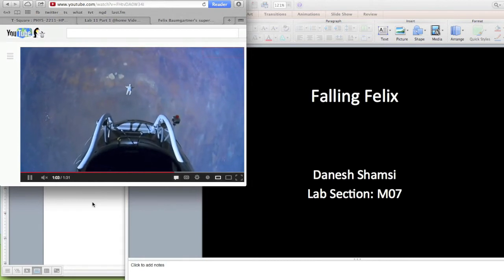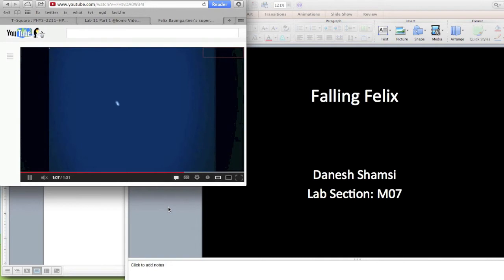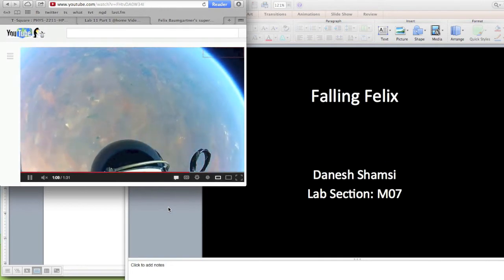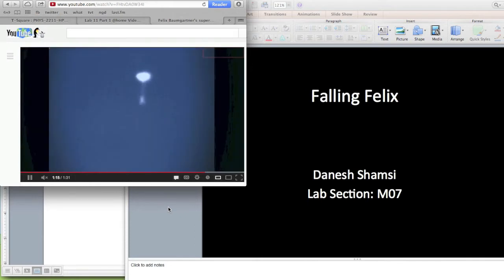He fell all the way from the stratosphere to the surface of the Earth. As Felix fell, two important forces affected his motion. One would be the force due to gravity and the other would be the force due to drag, also known as air resistance. This is similar to the model we constructed earlier in the semester.